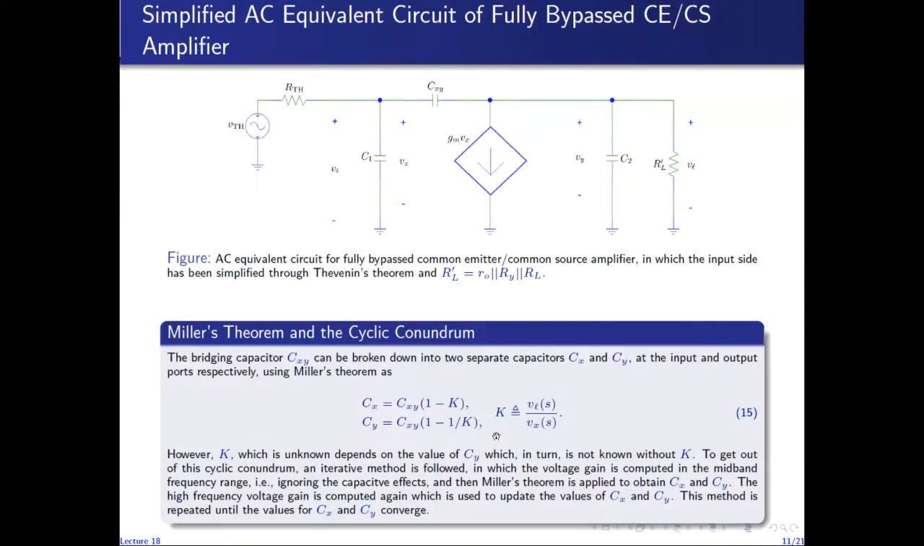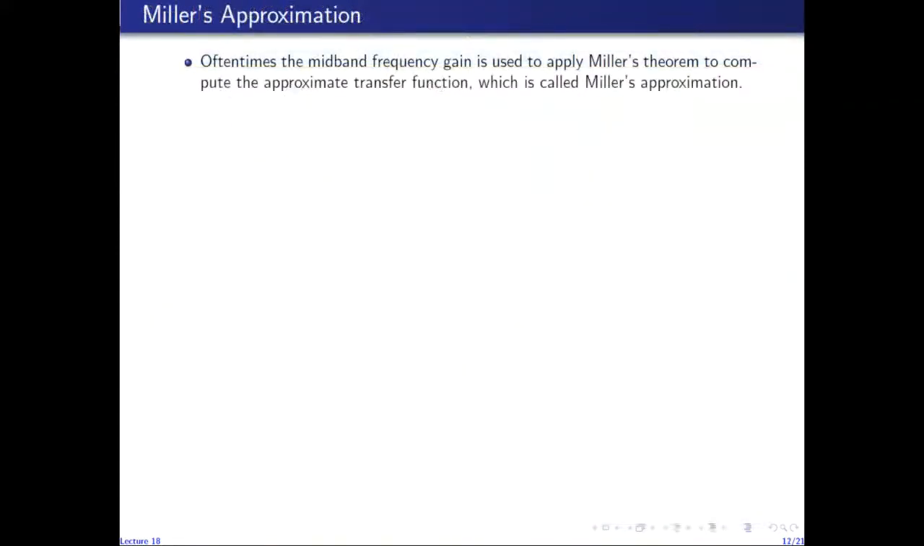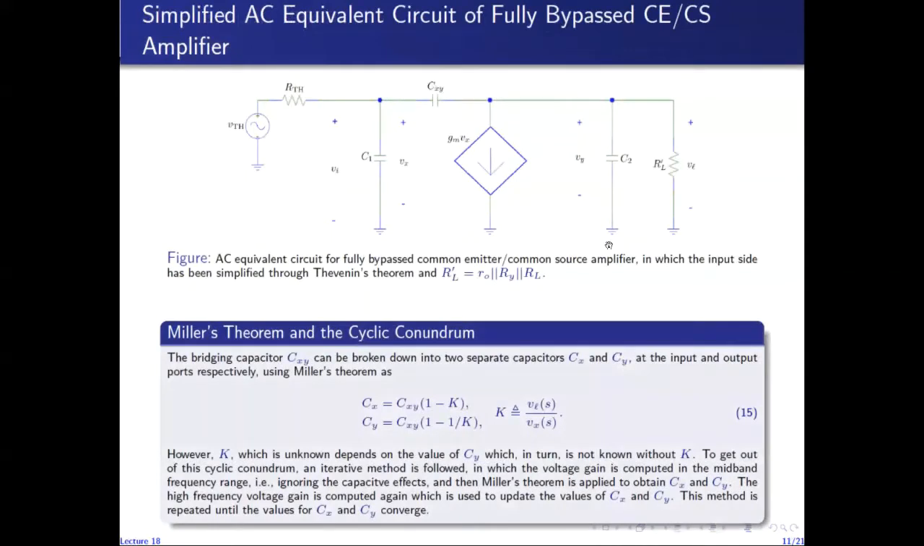And then using that updated value of the gain, we can find the values of the capacitances CX and CY again. So we can keep on repeating this procedure until the values for the gain and the capacitors CX and CY converge. However, this involved analysis is no simpler than an exact analysis of the circuit, which is why we rarely follow this method.